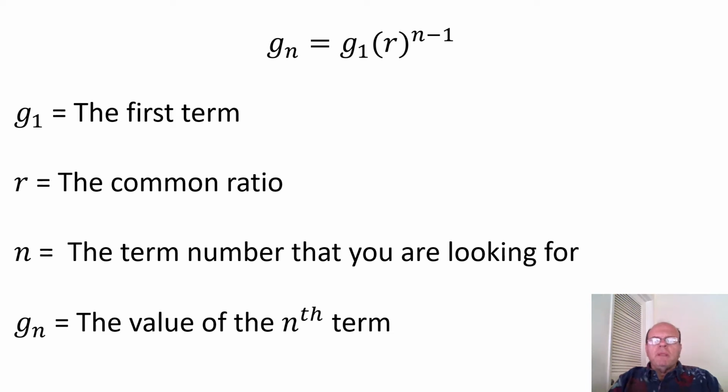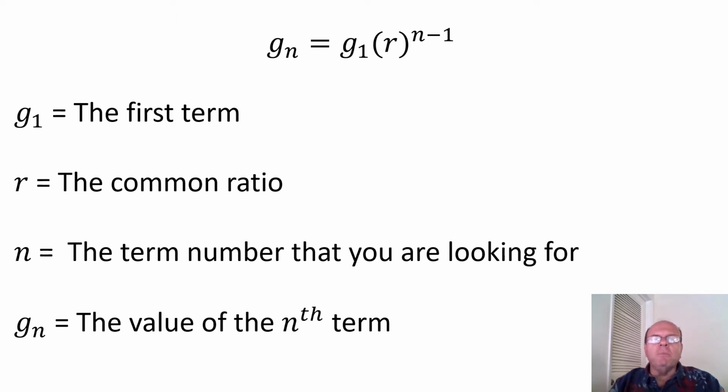The formula is similar to the one we did for the explicit formula for the arithmetic sequence, but this one is g sub n is equal to g sub 1 times r raised to the n minus 1 power. It's a little different in that we're using the variable g because it's a geometric sequence, where on the arithmetic sequence we used a. The similarities though is g sub 1 is going to refer to the first term, just like a sub 1 was the first term in the arithmetic.